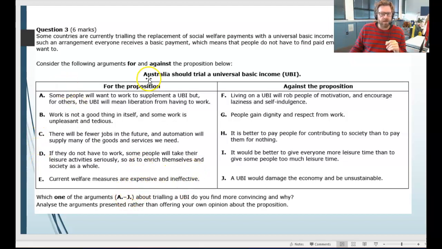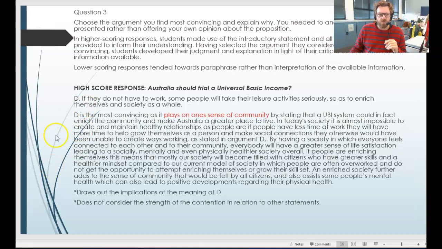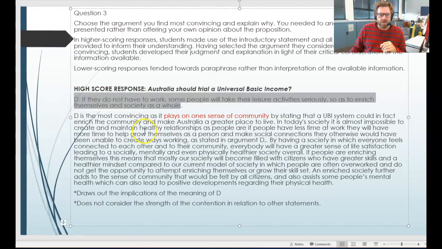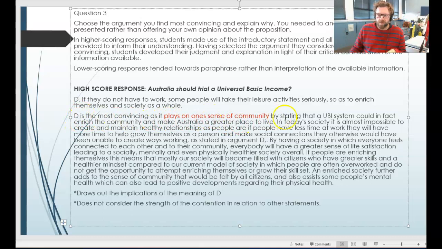All right, let's have a look at a response that the assessors indicated was a high scoring response. So this high scoring response here selected D. If they do not have to work, some people will take their leisure activities seriously so as to enrich themselves and society as a whole. Okay, how do they support that? Here we go. D is the most convincing as it plays on one's sense of community by stating that a UBI system could in fact enrich the community and make Australia a greater place to live.